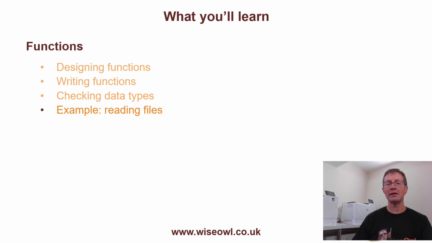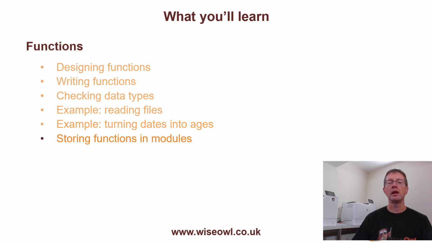We'll then do two case studies or two examples, one on reading in a text file, and the second one of turning a release date of a film into its age or how long ago it was since it was made. We'll then look at how you can store functions in separate modules to create libraries of useful code, before bringing everything together with a full worked example using something called modular programming or modular code. I'll explain what that is and why it's such a good thing to aspire to.